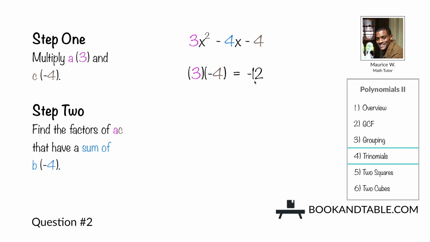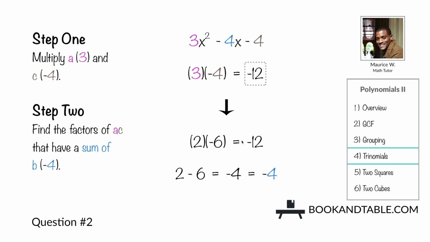And now we want to find the factors of a times c, or find the factors of negative 12, that have a sum of b, negative 4. So we'll start by multiplying positive 1 and negative 12 to give us negative 12. And when we find the sum, 1 minus 12 gives us negative 11, and that does not equal negative 4. So we'll need to take a look at another set of factors.